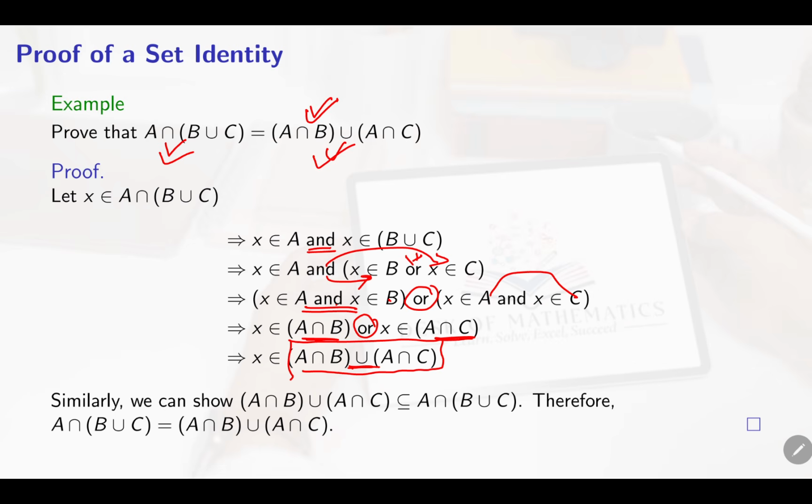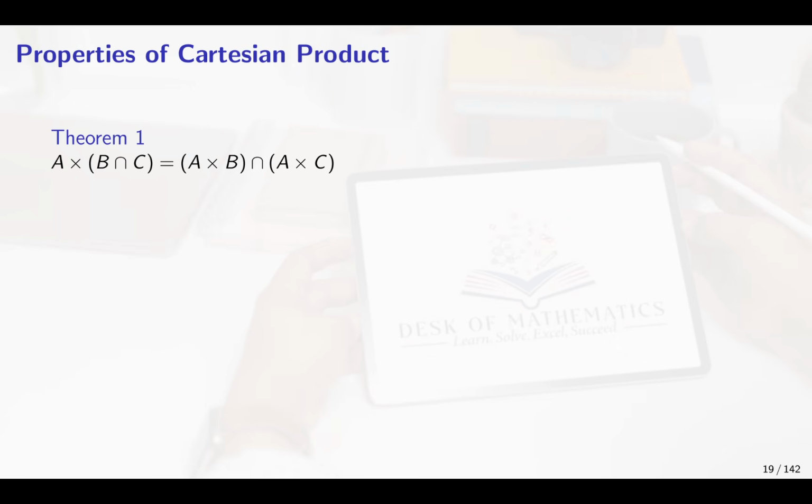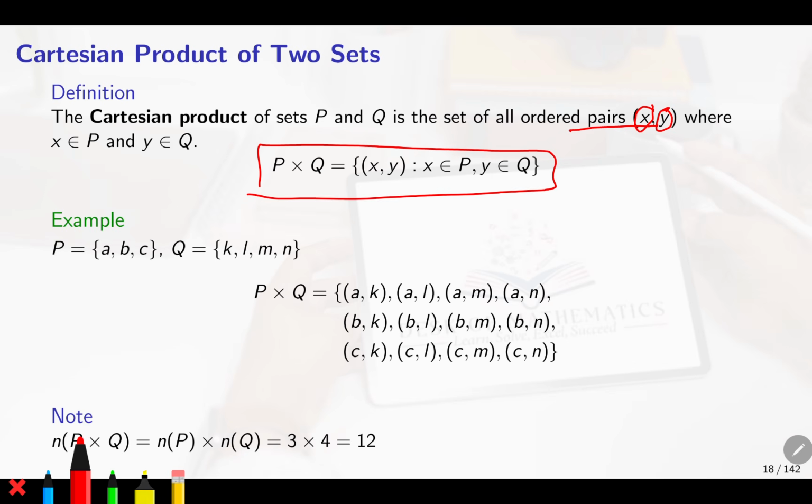Okay, so these are the set identities. I already told you these are very important. Now we will discuss the Cartesian product. The Cartesian product of the two sets P and Q is the set of all the ordered pairs (x, y), where x comes from P and y comes from Q. So the set of all those ordered pairs, we are calling it a Cartesian product.